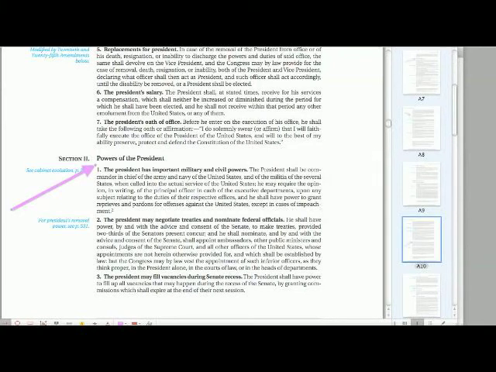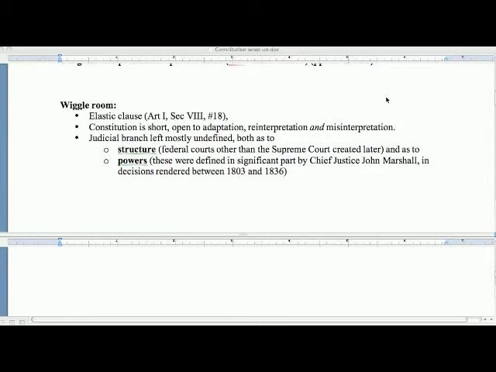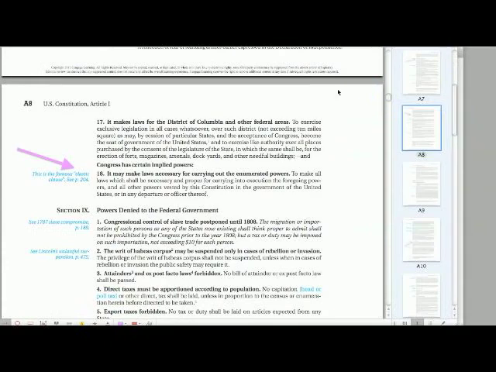Quite concise. Now, what's interesting in the history of the Constitution is that it also has built into it significant wiggle room. The three areas that I want you to know are the elastic clause, the fact that the Constitution is short, and information about the judicial branch. The elastic clause is under congressional powers, Article 1, Section 8, number 18, and it says Congress may make laws necessary for carrying out the enumerated powers, which, as we've discussed in class, can be interpreted narrowly or broadly, strictly or loosely.